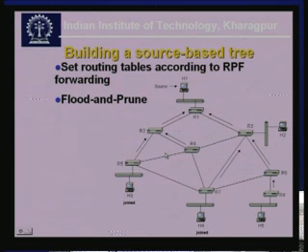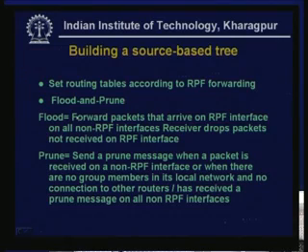So, for building a source based tree in a network like this, set routing tables according to RPF forwarding and then use flood and prune. So, we will discuss this. Set routing tables according to RPF as we have already discussed, and then do flood and pruning. What is flood? Forward packets that arrive on RPF interface on all non-RPF interfaces. Receiver drops packets not received on RPF interfaces.